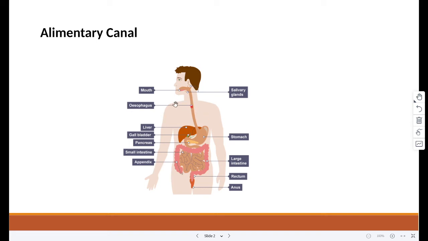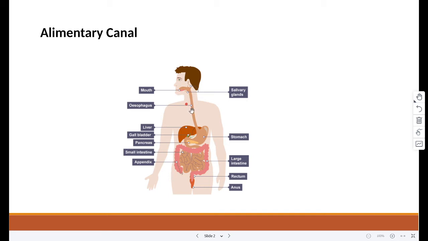This is the alimentary canal, and we're going to start with the mouth. Now, the mouth is where the mechanical digestion takes place. The teeth chew food to break it into smaller pieces and increase the surface area. Now, amylase enzyme in saliva starts to digest starch into maltose.